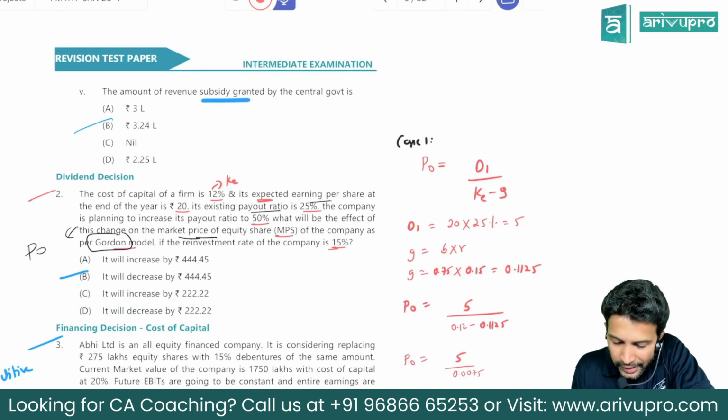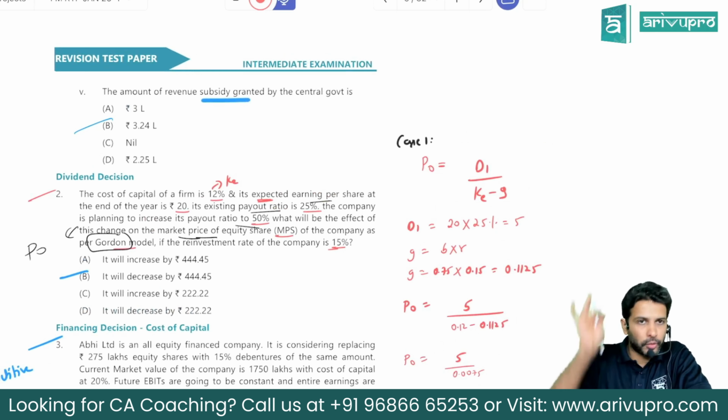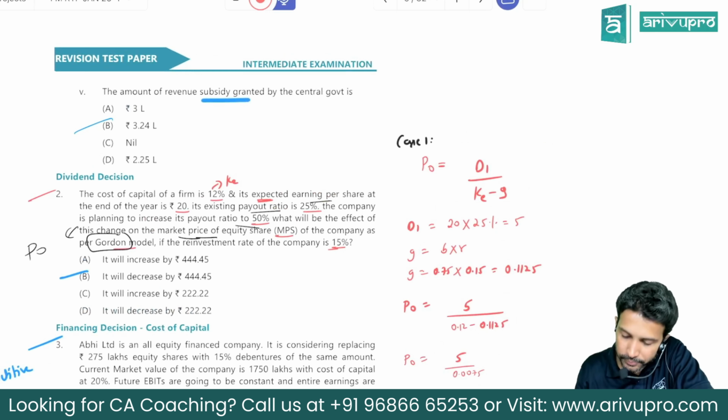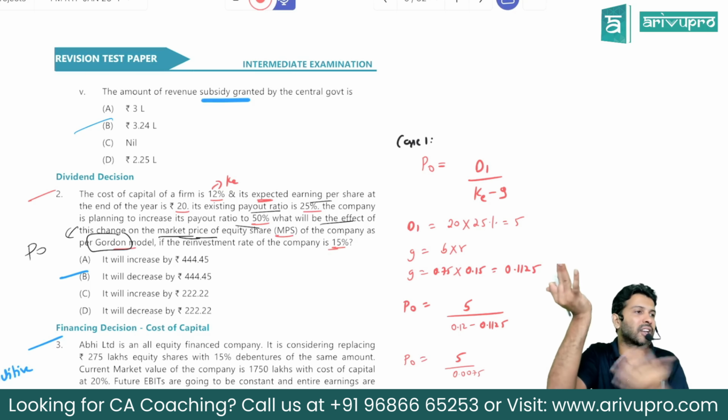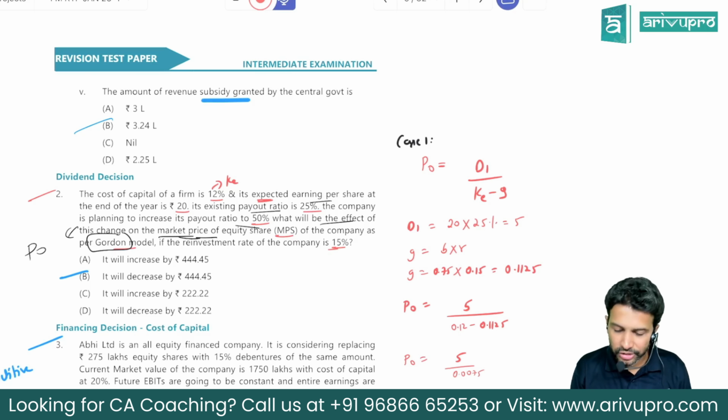Okay, the company is planning to increase the payout to 50. From 25, they want to make it 50. What will be the effect of this change on market price? Simple. On payout ratio, they are asking you to calculate price, and then comment whether the price increased or decreased. That's all they're asking us to calculate.